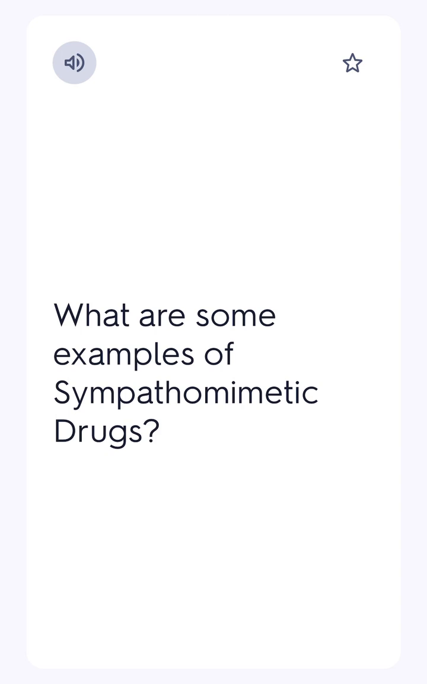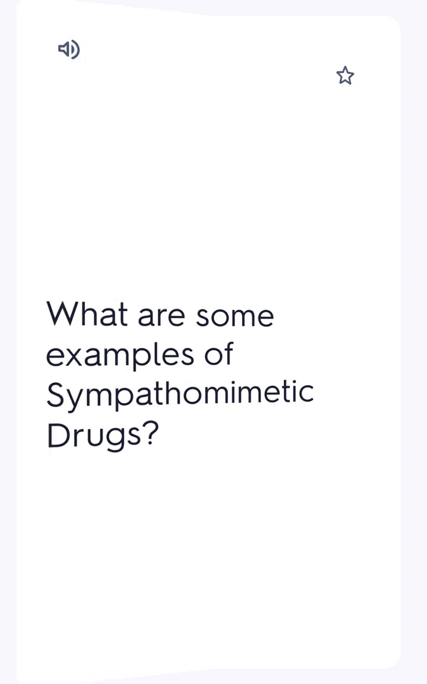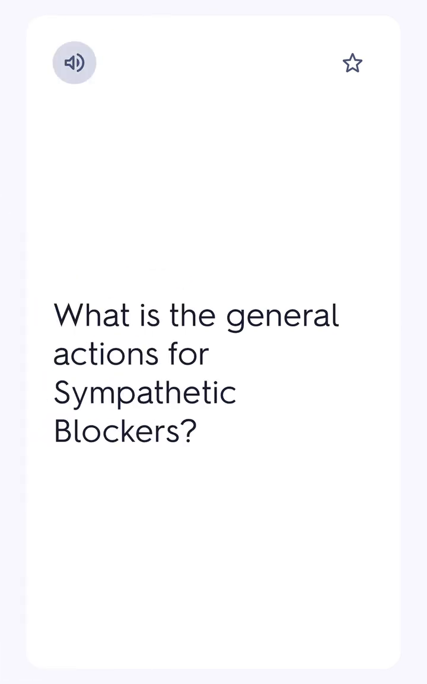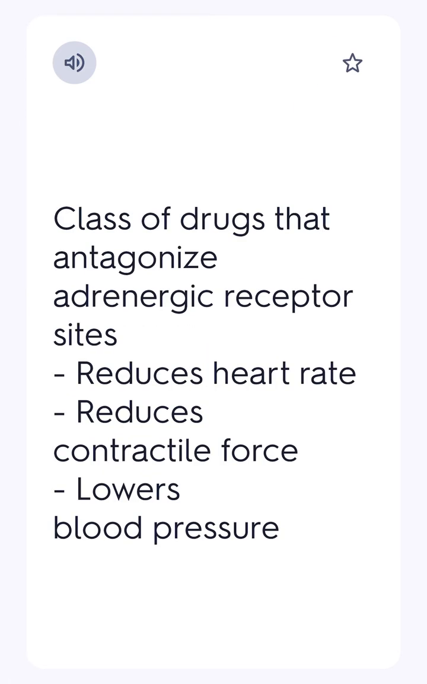What are some examples of sympathomimetic drugs? Epinephrine, albuterol, dopamine, norepinephrine, isoproterenol. What are the general actions for sympathetic blockers? Class of drugs that antagonize adrenergic receptor sites, reduces heart rate, reduces contractile force, lowers blood pressure.